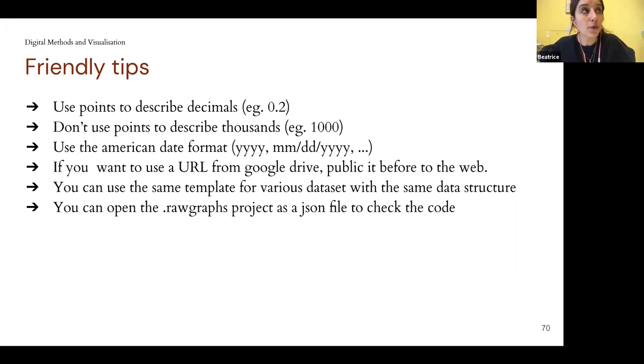Then if you want to use a URL from Google Drive, because you can also connect your Google spreadsheet to RAWGraphs, you have to make your spreadsheet public before. We will see how to do it together. In RAWGraphs 2.0, you can use the same template for different datasets with the same data structure, because you can download the project as a JSON file, and you can also code it. So if someone of you is familiar with JavaScript, HTML, and CSS, they can also customize the code behind the visualization. But RAWGraphs is powerful because it allows any one of us to create visualizations without coding anything. So this is just a front end thing.